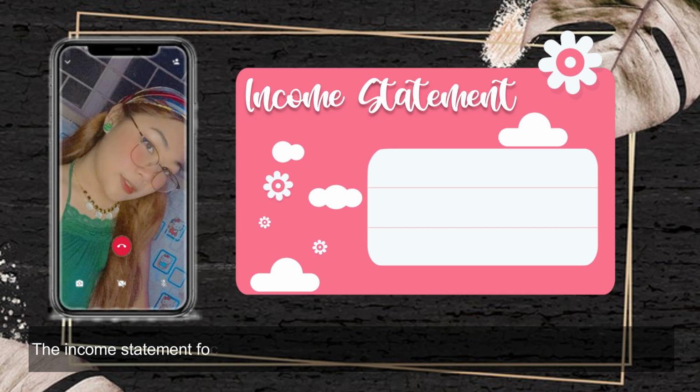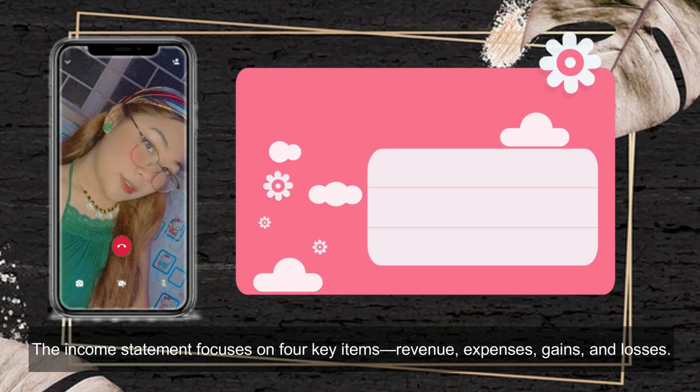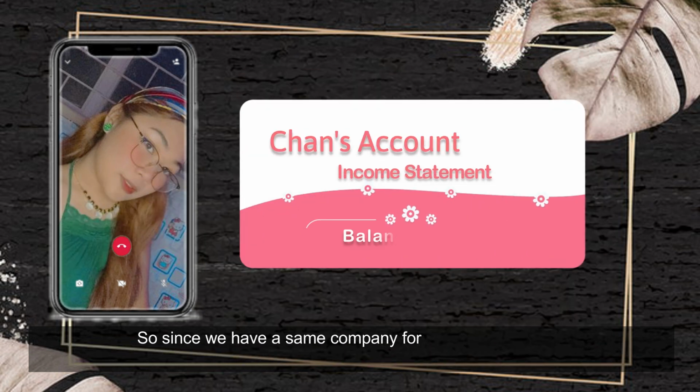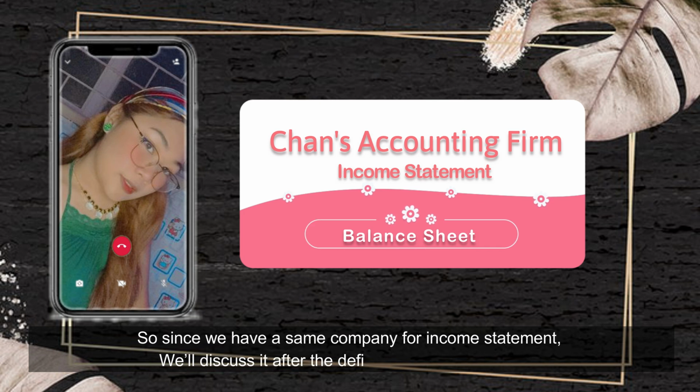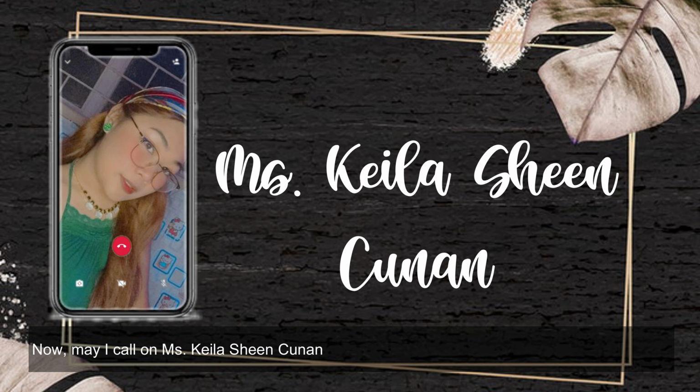The income statement focuses on four key items: revenue, expenses, gains, and losses. So since we have the same company for the income statement, we will discuss it after the definition of the balance sheet. Now may I call on Ms. Keila Cunan to give the meaning or the definition of the balance sheet.